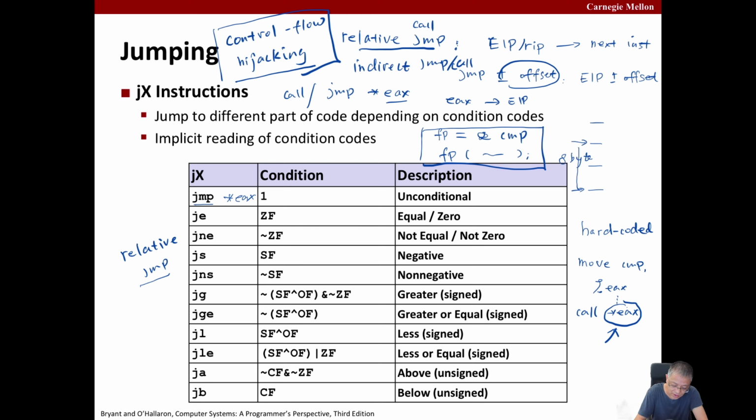So there's a jump instruction with some conditions, like JE. This jump will only jump if the ZF flag is set, which means the result is equal to 0. Let's look at another example, like JNE. If it's not equal or not 0, then it will test for the condition of not ZF. These are the jump instructions.